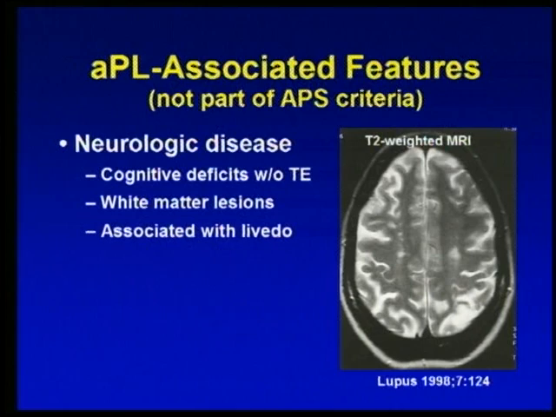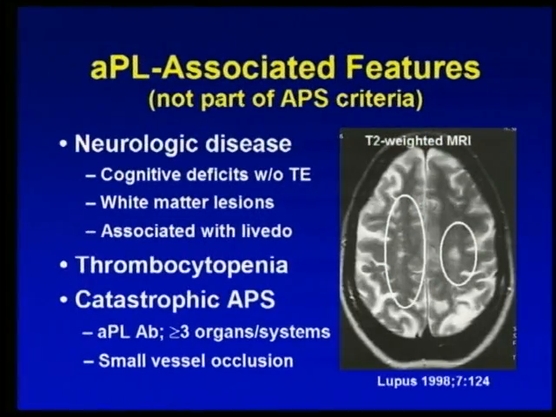Neurologic disease. I presented the case of our middle-aged attorney who was having memory deficits, cognitive disorders. If that individual has antiphospholipid antibodies, that would be a possible aPL-associated disorder. And typically, these are associated with white matter lesions, which I'll highlight for you here. These lesions in the paraventricular white matter are typically associated with this aPL neurologic cognitive deficit. And interestingly, these patients who have this neurologic cognitive deficit often also suffer from the livedo skin manifestations.